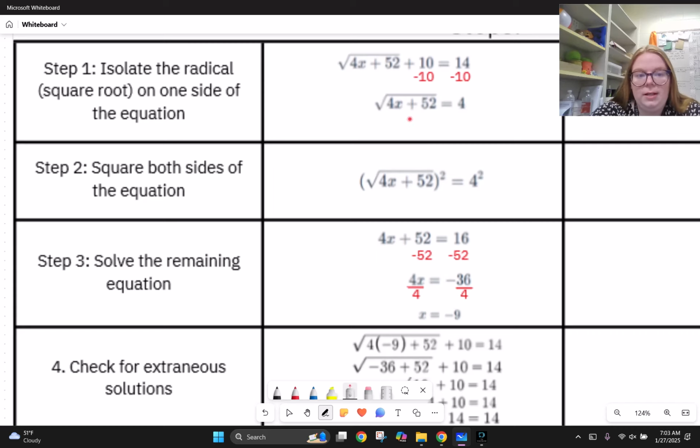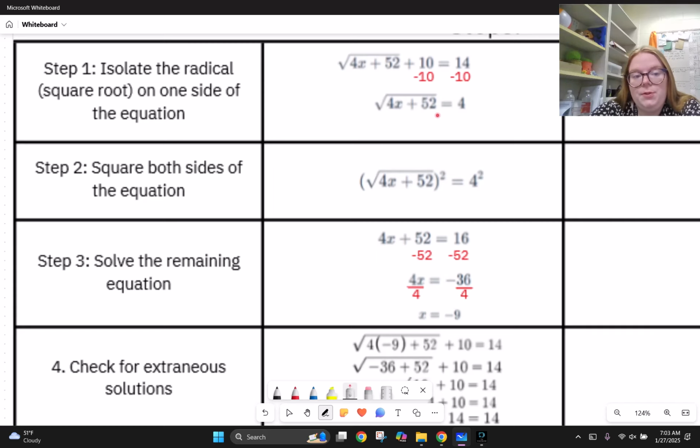Once the radical is by itself, and radical, by the way, is just a catch-all word for square root, cube root, and you can even have fourth root, fifth root, sixth. You can have any number you want. Radical just means all of them. But in this case, we're working with square roots, so they can mean the same thing.